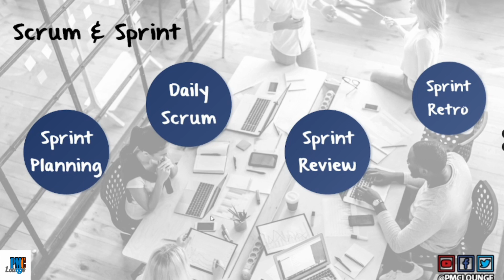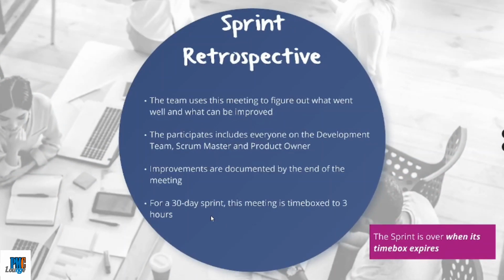After this, the last meeting that you need to understand is sprint retro or the sprint retrospective. This is where the team figures out what went well and what can be improved moving forward. So this is sort of a retrospective where everyone is going to chime in. The participants include everyone on the development team. You've got the Scrum Master, you've got the product owner, and remember, you can also take feedback.